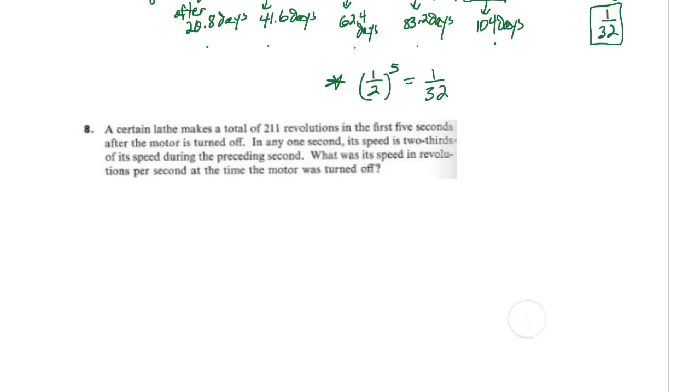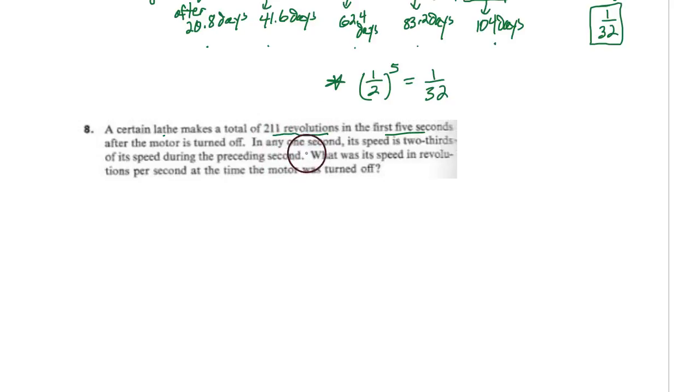Now number 8, a certain lathe. A lathe is a piece of equipment in a wood shop that turns a piece of wood, allowing you to make it round. The lathe makes a total of 211 revolutions in the first 5 seconds after the motor is turned off. So the lathe is spinning the piece of wood, you turn the motor off, and in the first 5 seconds it continues to spin 211 revolutions.